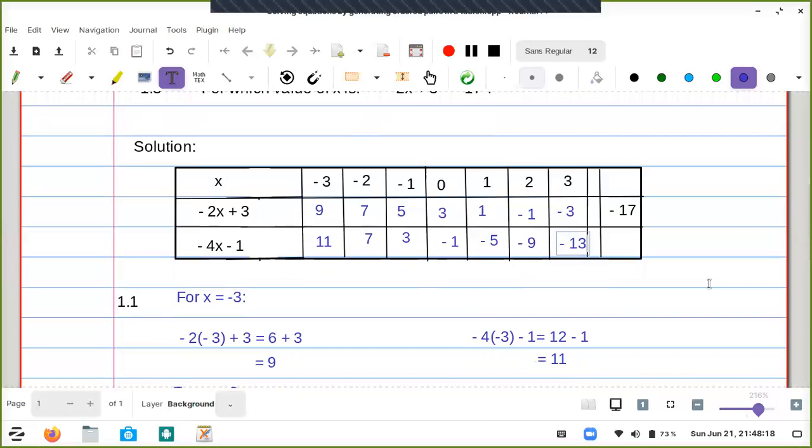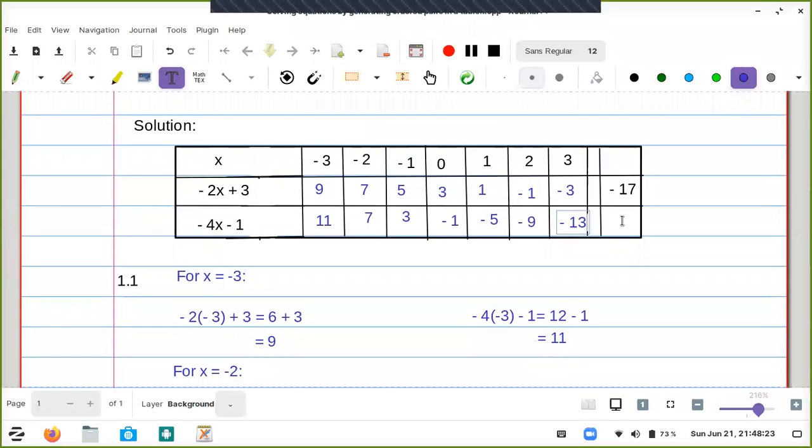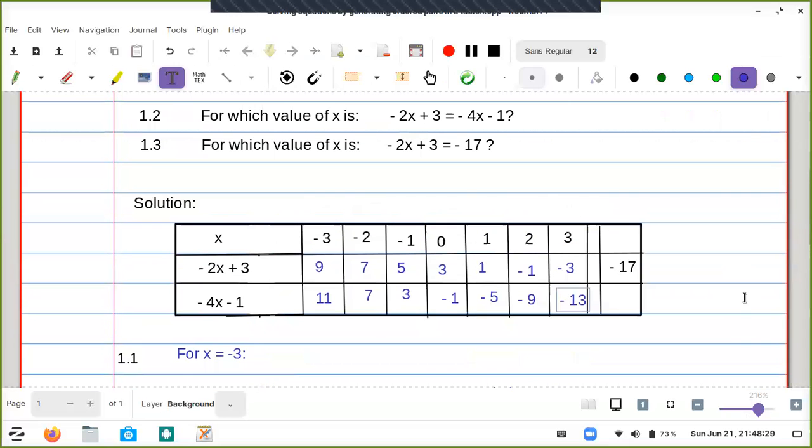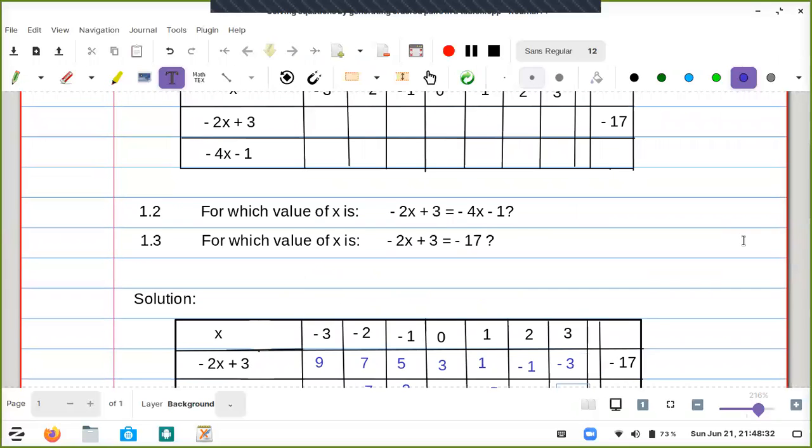Then this last one here, right? I've just left it out. Why? Because of the second question. We are going to complete that part by using question number 1.3.